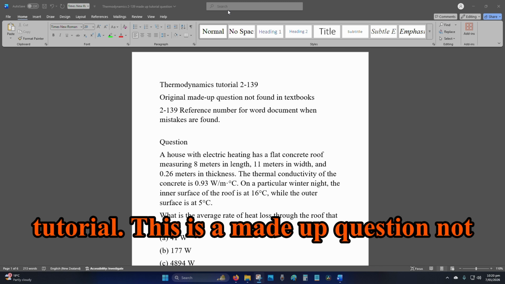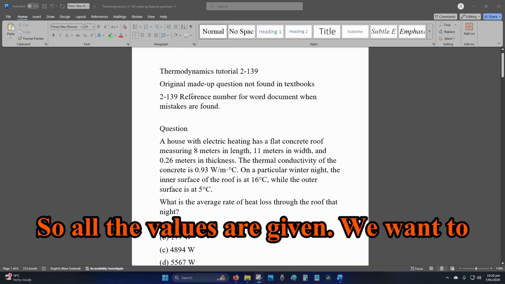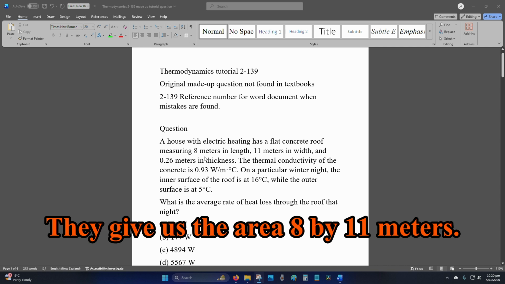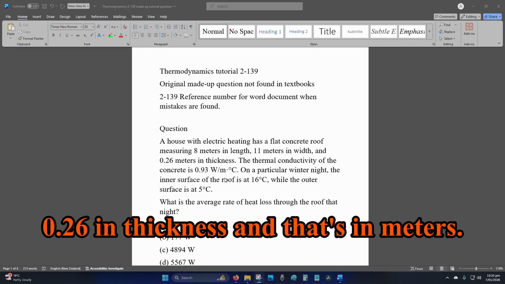This is a made-up question not found in your textbooks. So all the values are given. We want to find the heat transfer. They give us the area, 8 by 11 meters. They give us the length, 0.26 in thickness, and that's in meters.